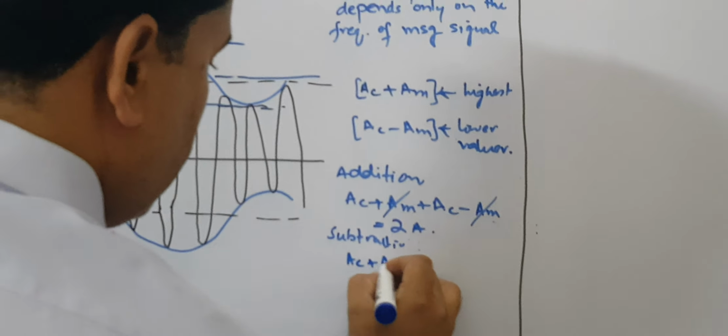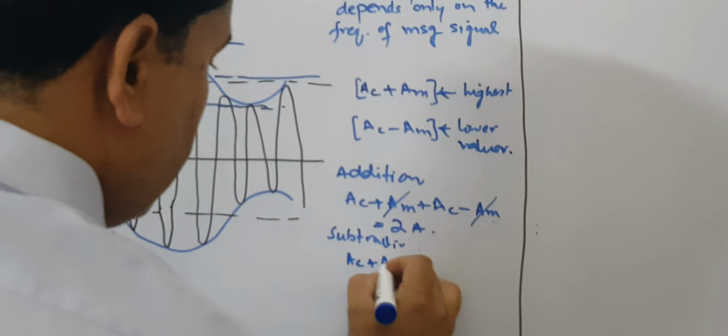2 AM means you can write AM in this format: you are subtracting E max minus E min. So if you subtract E max and E min, it will give you 2 AM. If you divide this 2 AM by 2, the result will be AM.